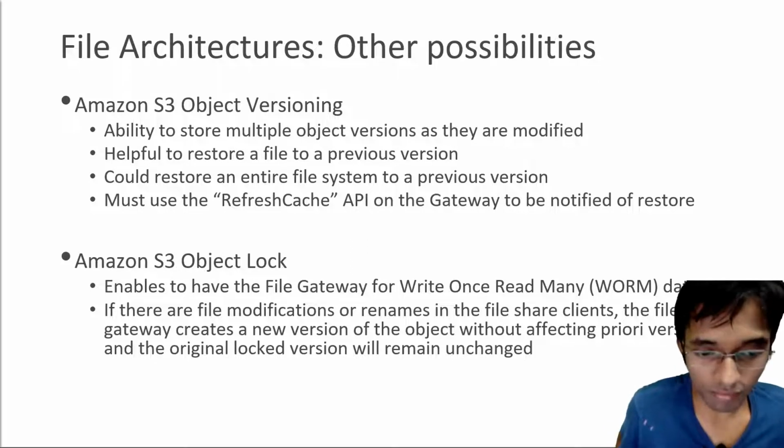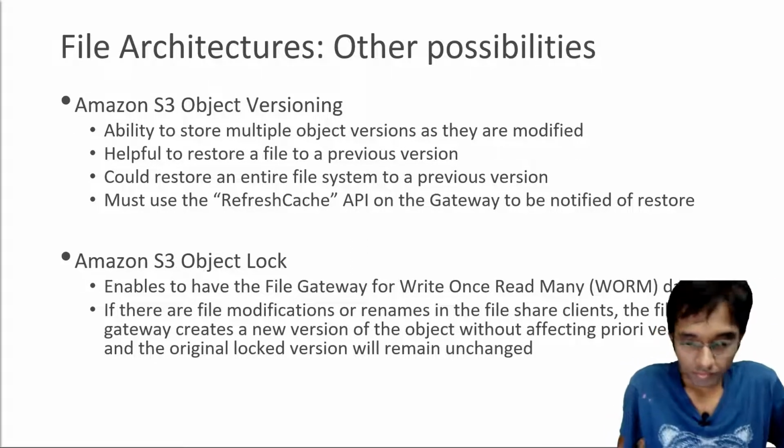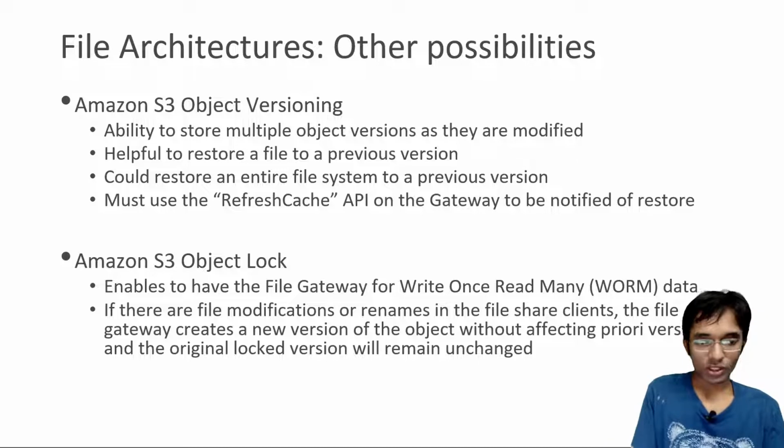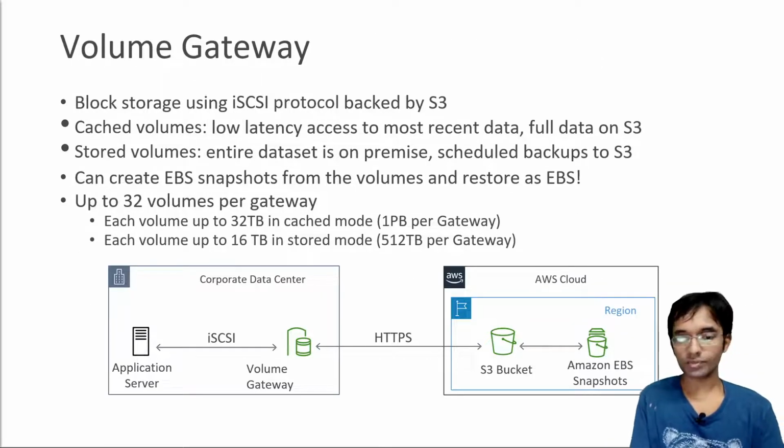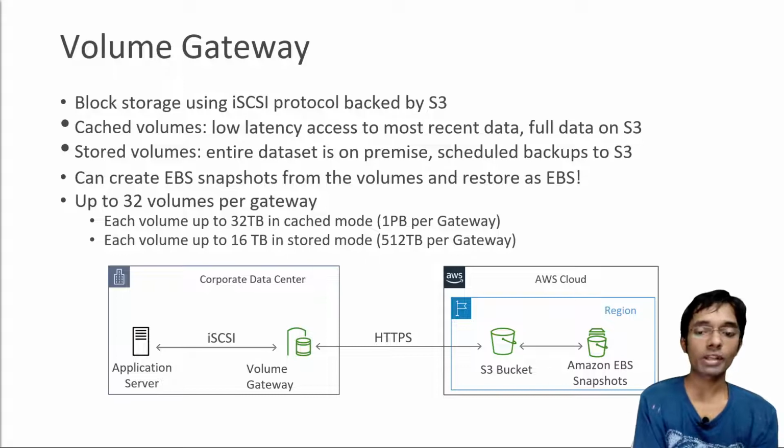So that's all for the file gateway. Now let's go over quickly the volume gateway and the tape gateway. Okay, so volume gateway is going to give you block storage that will be using the iSCSI protocol, and the iSCSI protocol will be backed by Amazon S3, and this gives you two kinds of volume gateway. The first one is cached volume to give you low latency access on premise to the most recent data, while the full data set is going to be on S3.